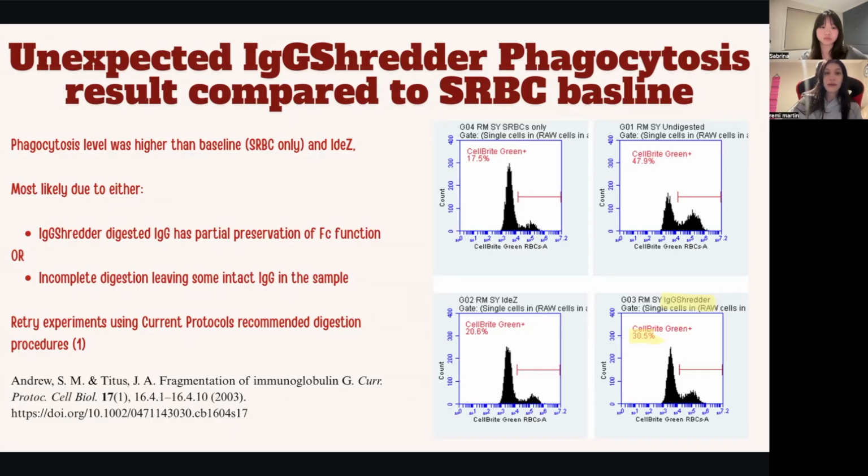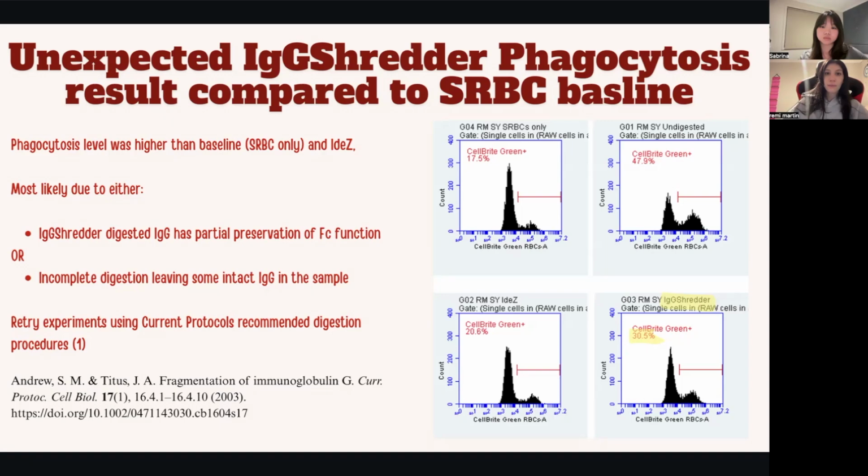Our antibodies were incubated for 1 hour, which may not have been sufficient for complete digestion. To rectify, either use pre-activated enzyme and incubate for minimum 6 hours or perform a digestion time curve using SDS-PAGE for digestion percent. Either Fc function preservation or residual intact IgG cannot be confirmed from the data.